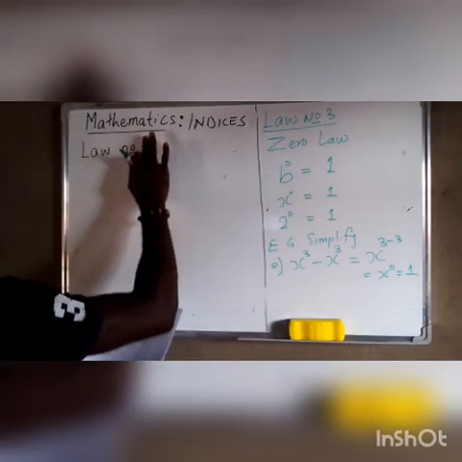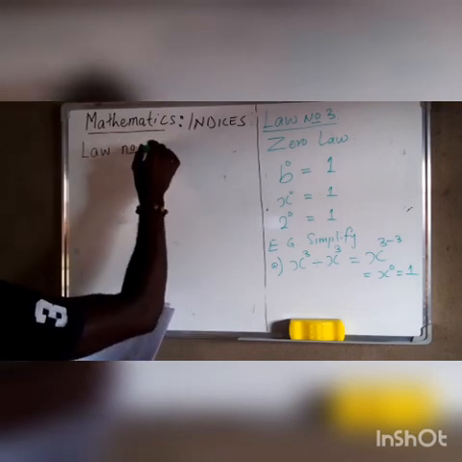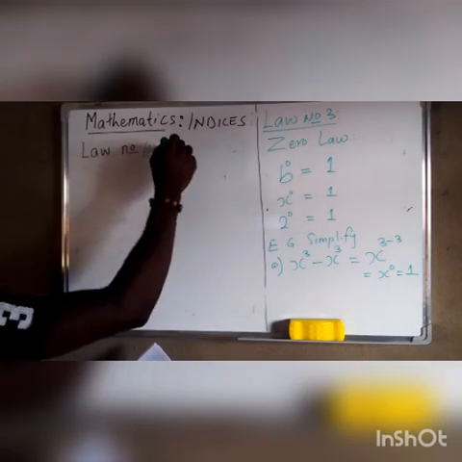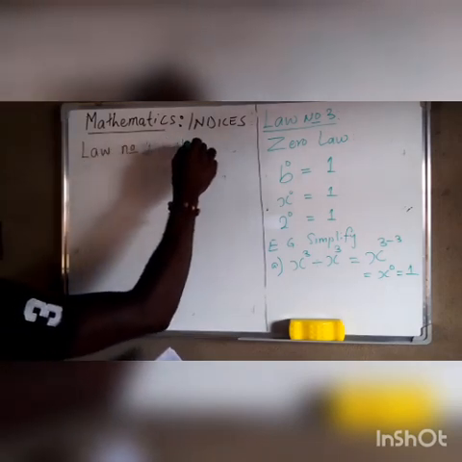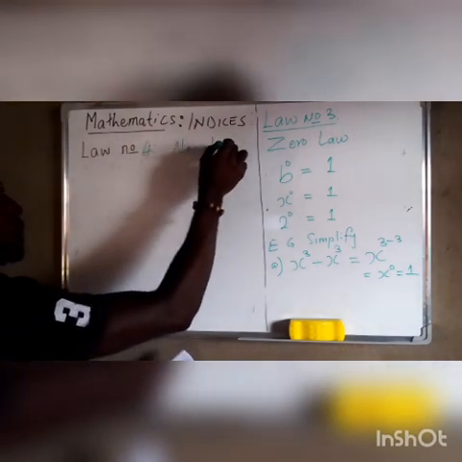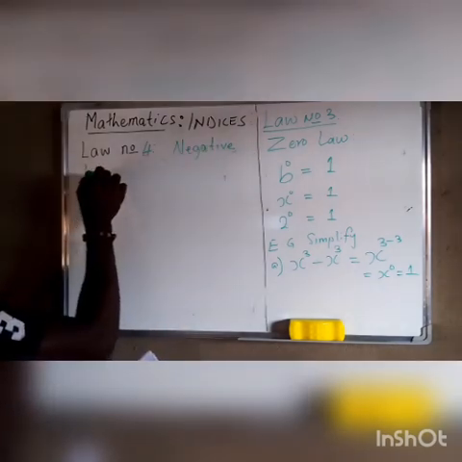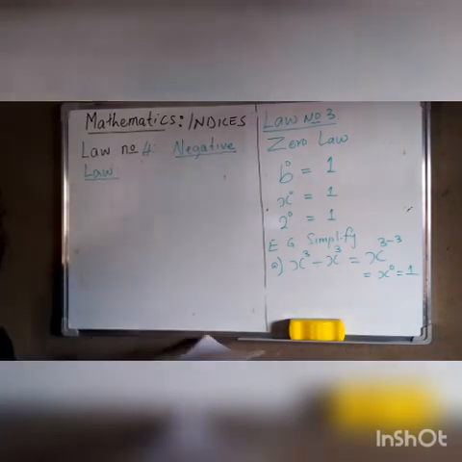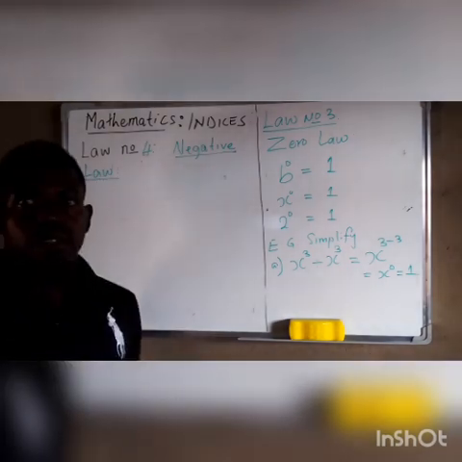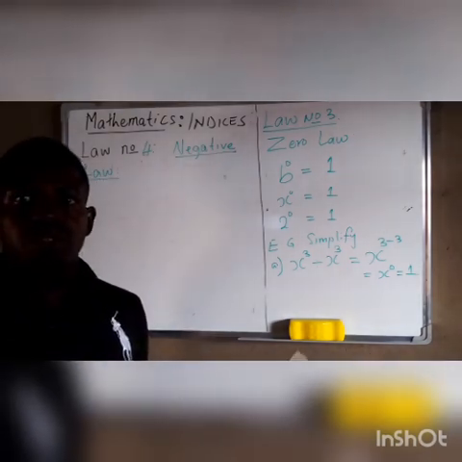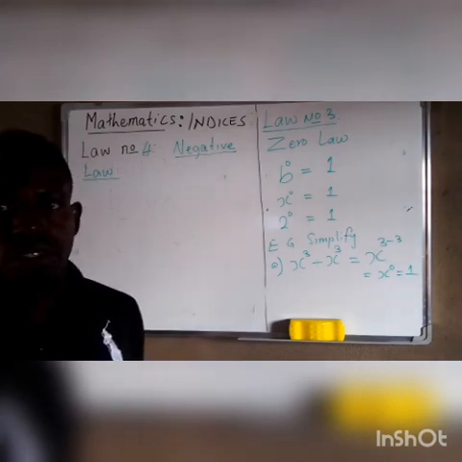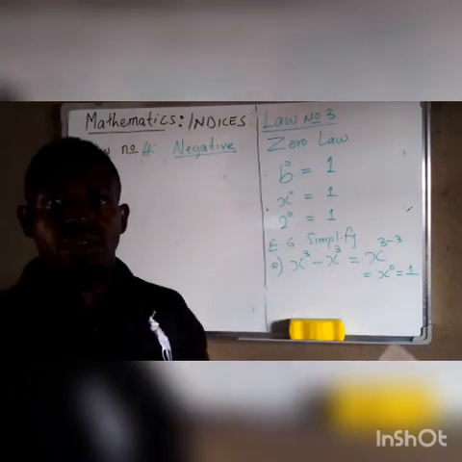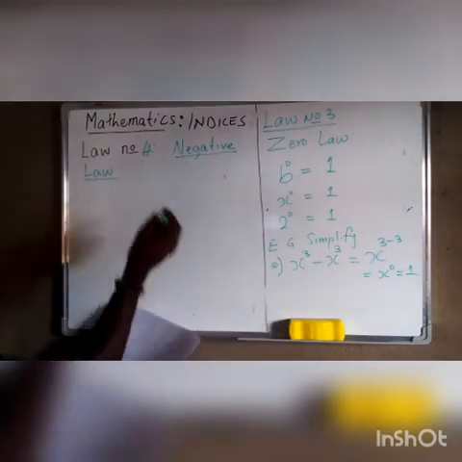So we have number 4, and we call this the negative law. So now, what does this law state? When you have a negative power and it's trying to pose stress or disturb your calculation, there's a way you can find your way around it. So now, for example, that is our interpretation of the law.